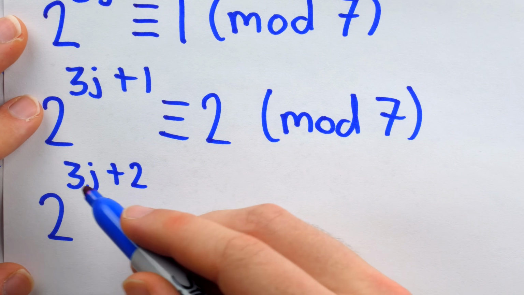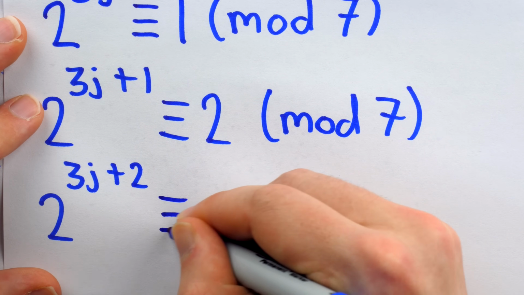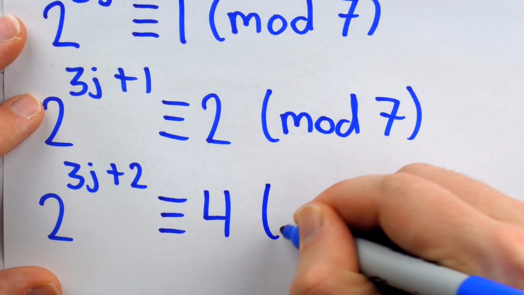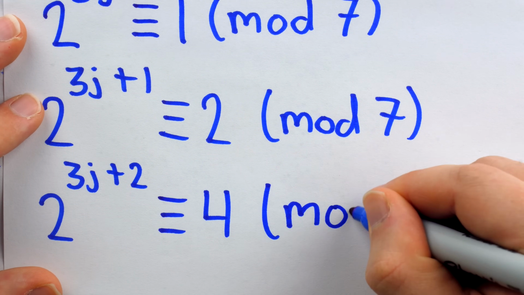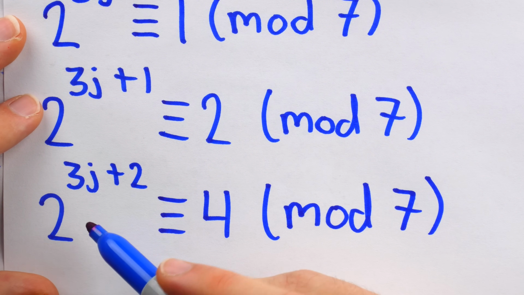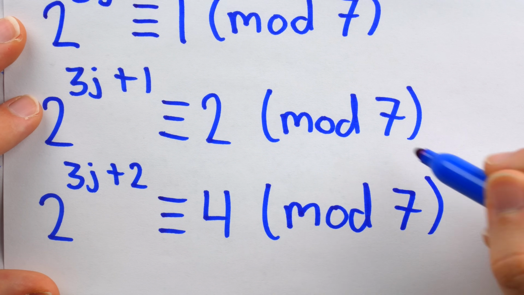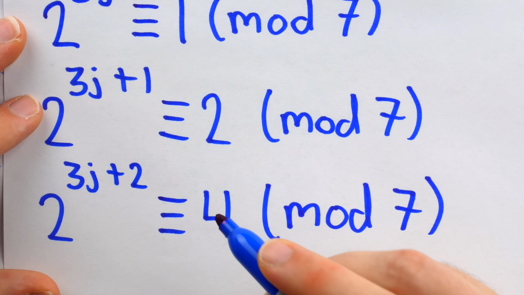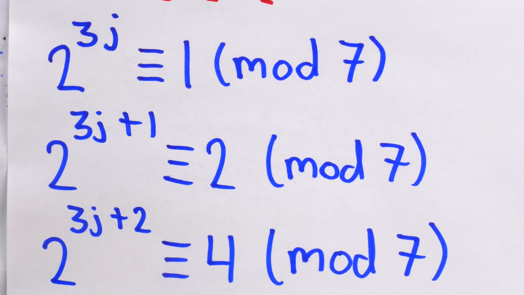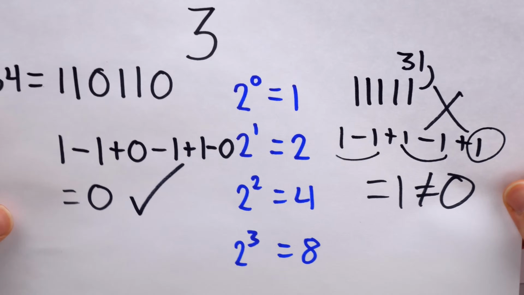Finally, numbers like this, powers of 2 where the power is 2 more than a multiple of 3, are all congruent to 4 mod 7. When a number of this form is divided by 7, there is a remainder of 4. These are numbers like 2 to the power of 5, which is 32, divided by 7 is 4, with a remainder of 4.